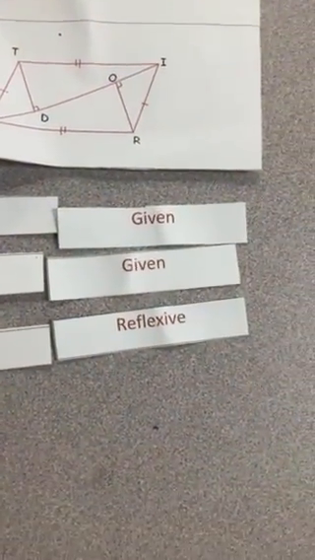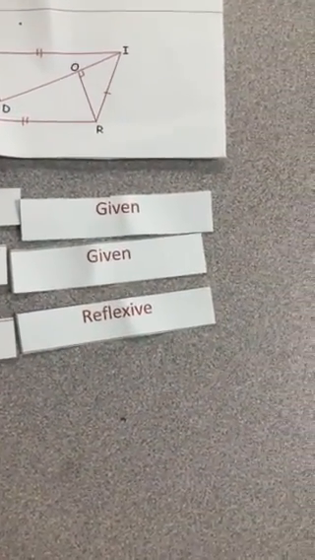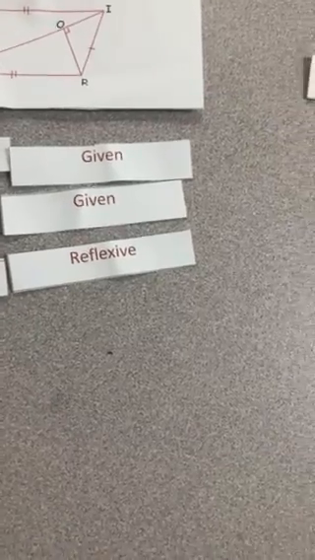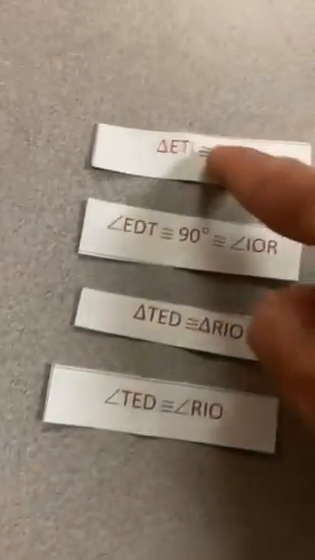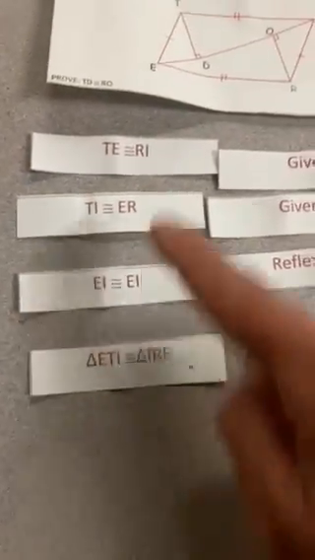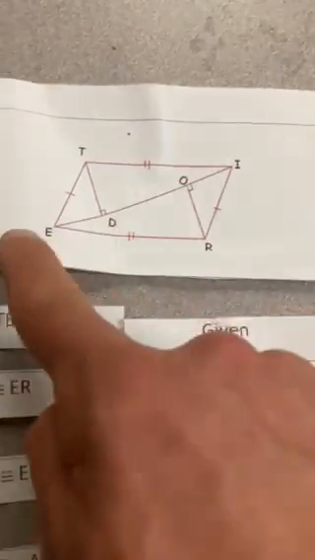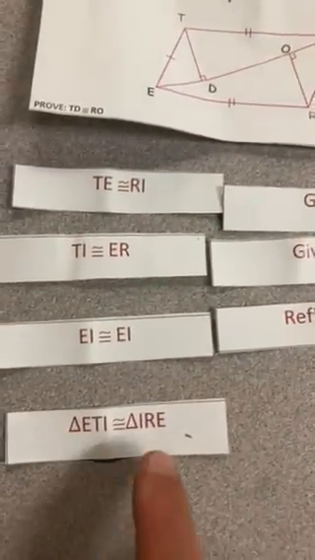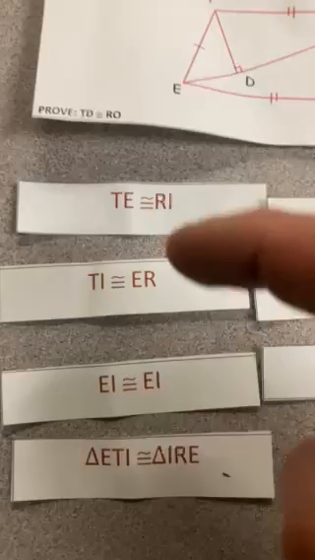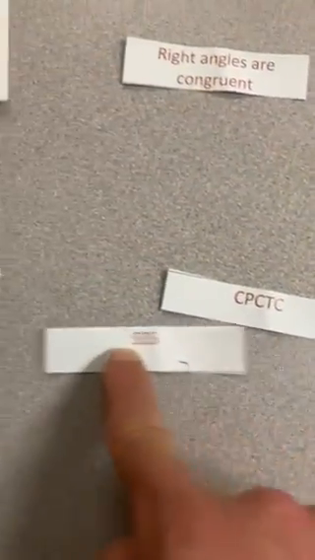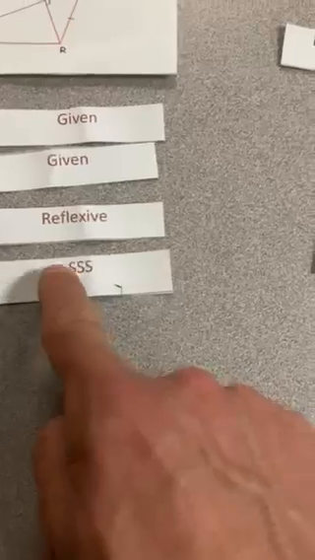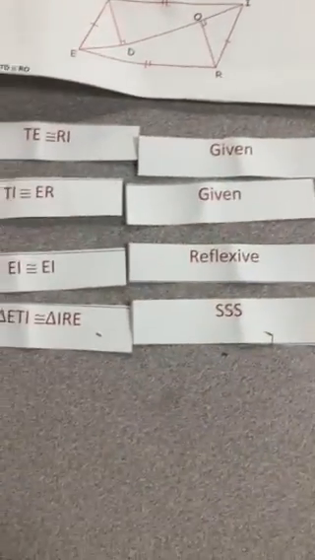So let's see, TE, no, not that triangle. Let's see, ETI and IRE. Those are congruent. And notice it's a side, side, side. So I'm gonna come over. I've got a side, side, side right here. So those things I now know are true.